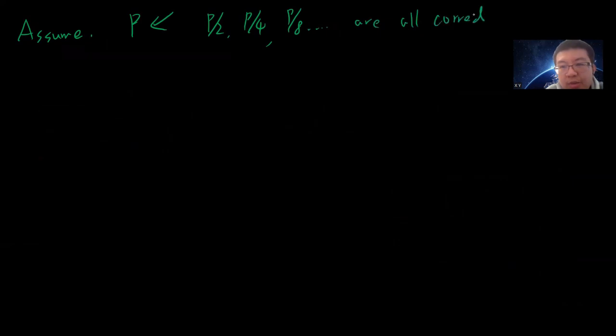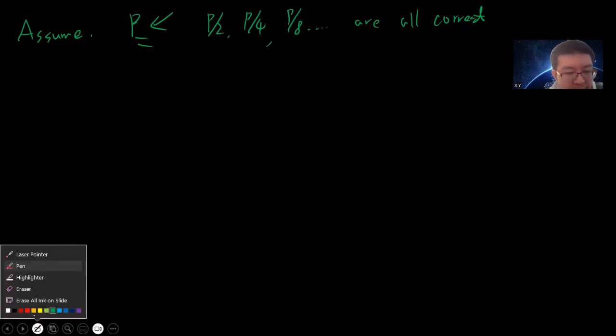So basically, we are doing mathematical induction, but each time with a power of 2. We assume the case p equals 2 is correct. So for example, if we want to prove that p is 4 is correct, if we have shown that p is 2 is correct, then what we are going to prove is that p is 4 is correct. So basically, this is just simple mathematical induction.